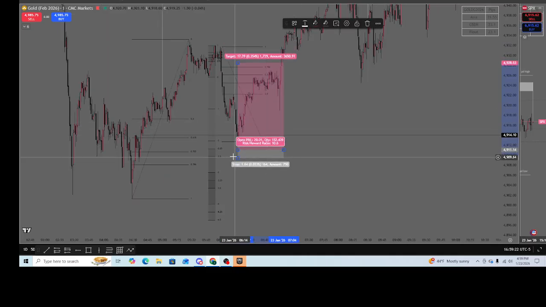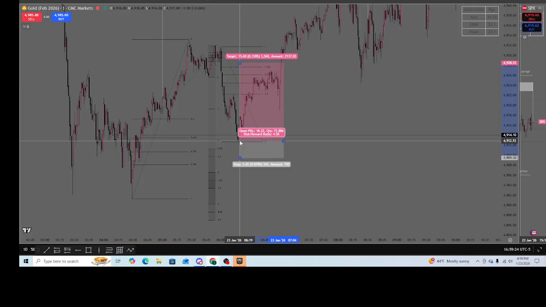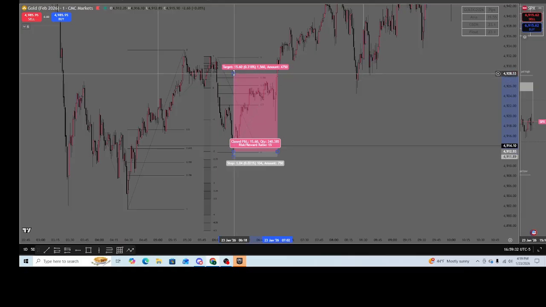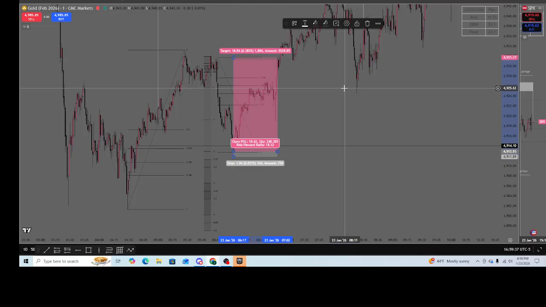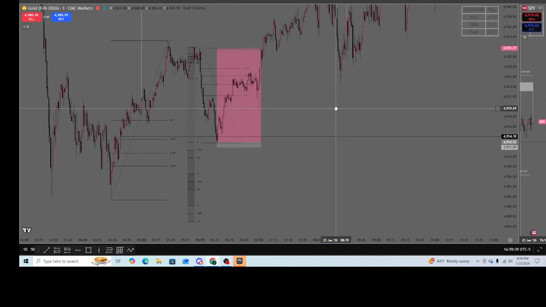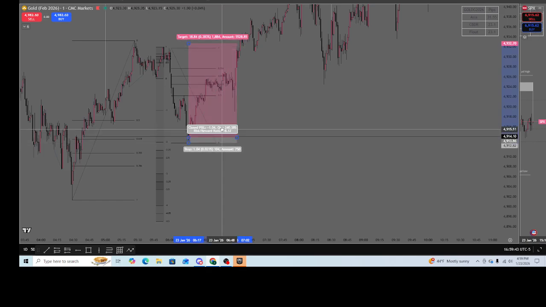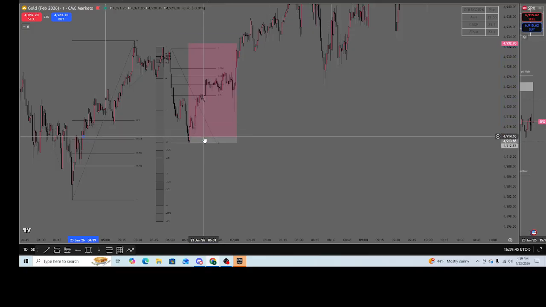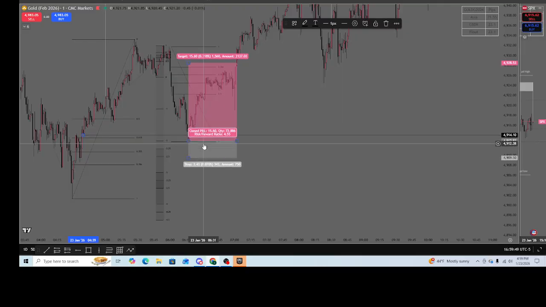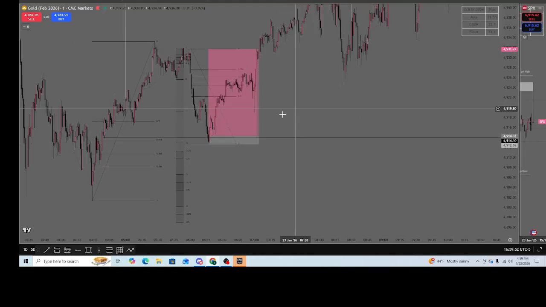So I messed up my entry. I should have entered directly at this -2 and then targeted this high right here, but I messed up my entry a tad bit, so I ended up getting in right here.